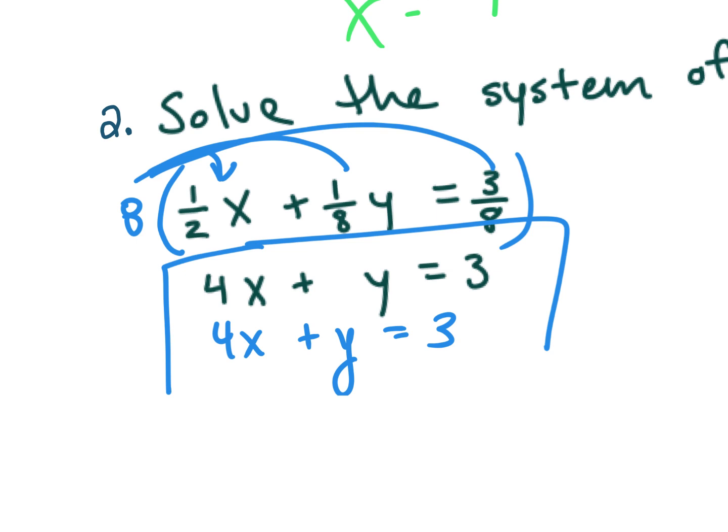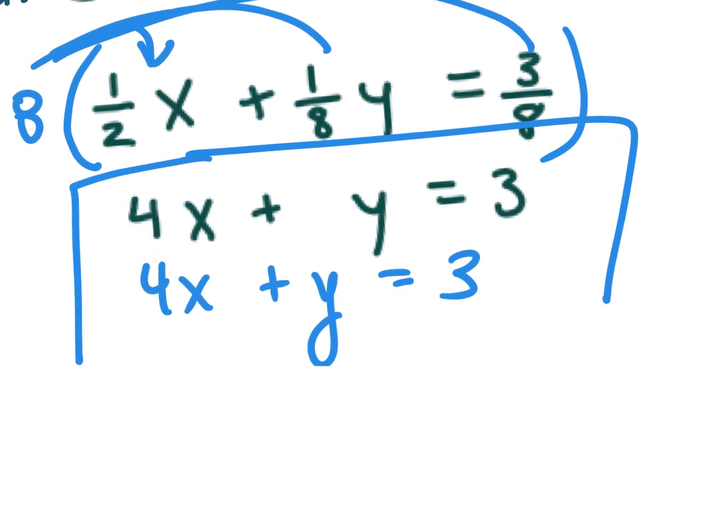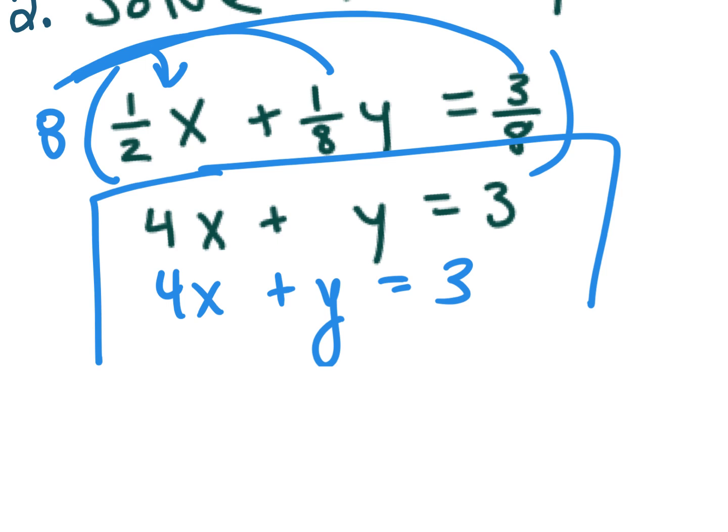Anytime you have a fraction, guys, just multiply by whatever the common denominator is. Get rid of the denominator. If you have a decimal, multiply by 10 or 100 to move the decimal. It's not a big deal. You can do that as long as you do it throughout the entire equation. So now that we're here, right, you can either use elimination or substitution.